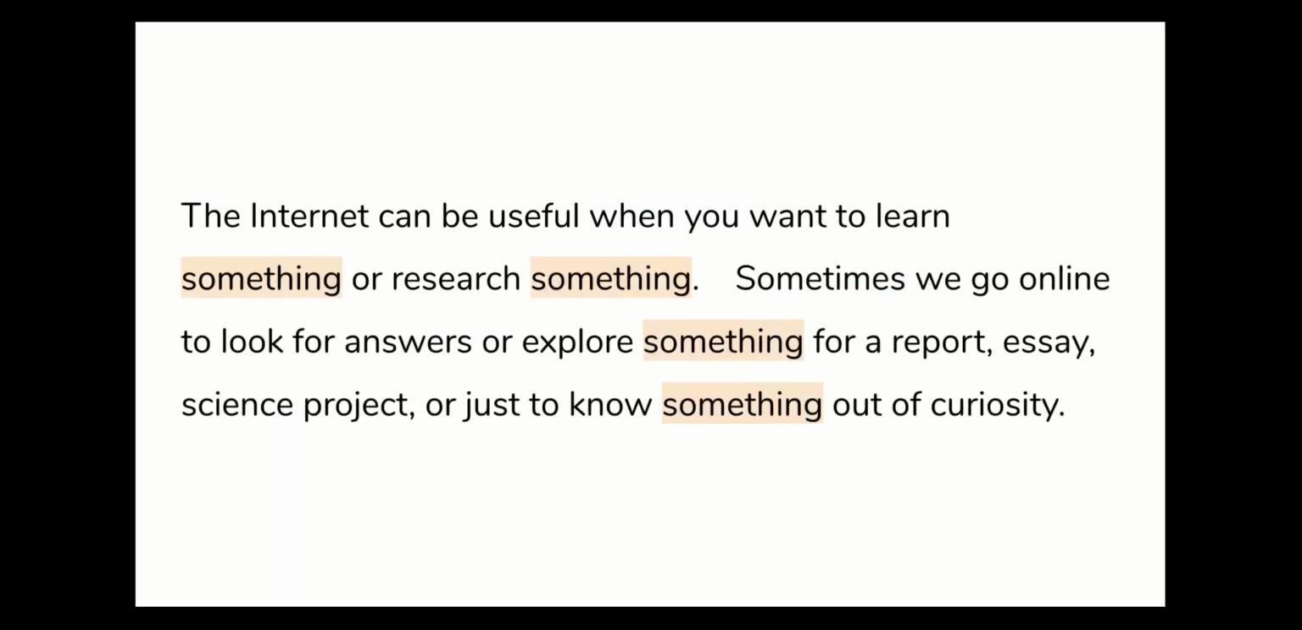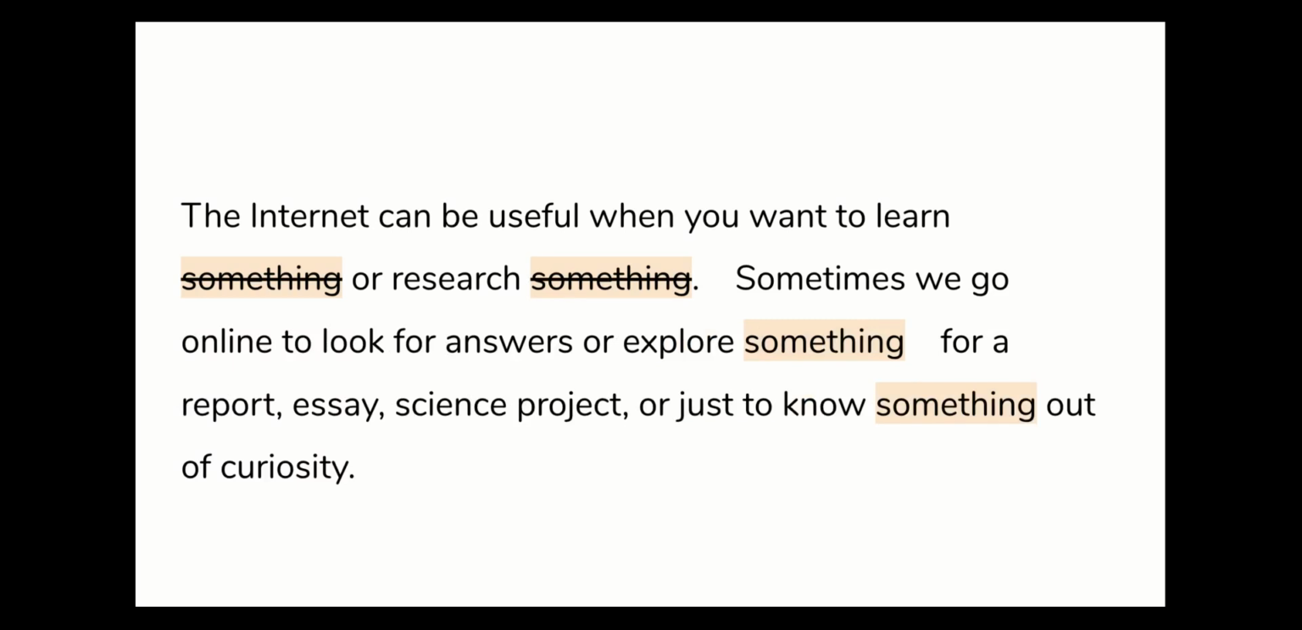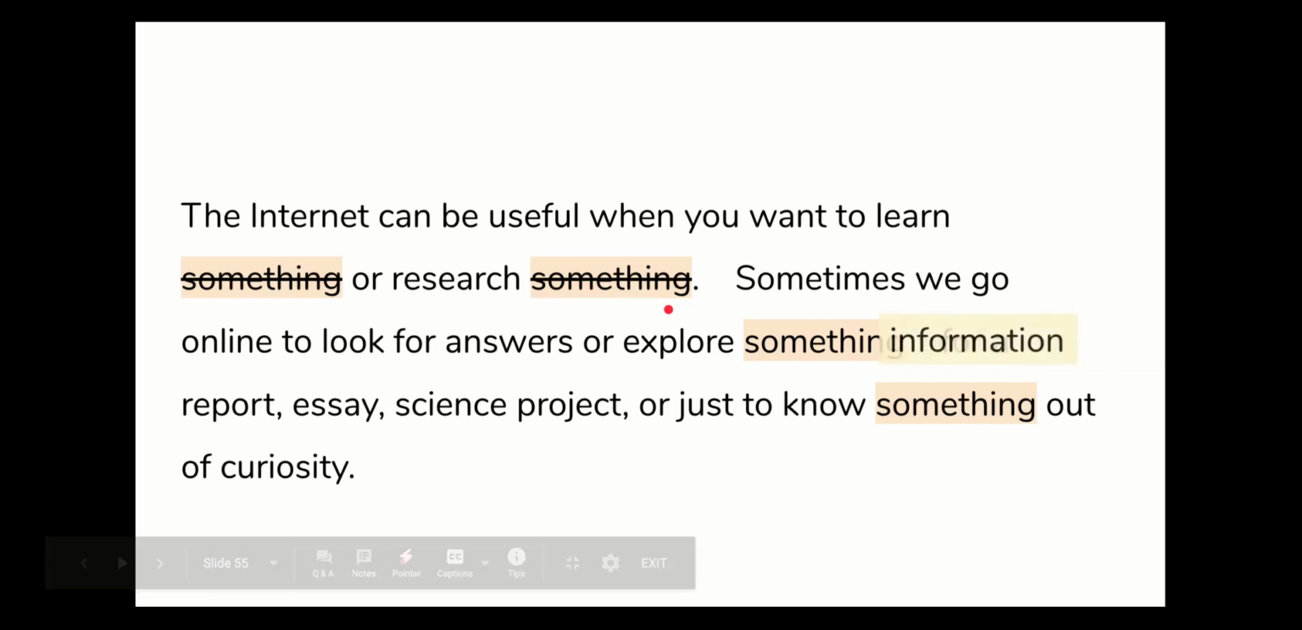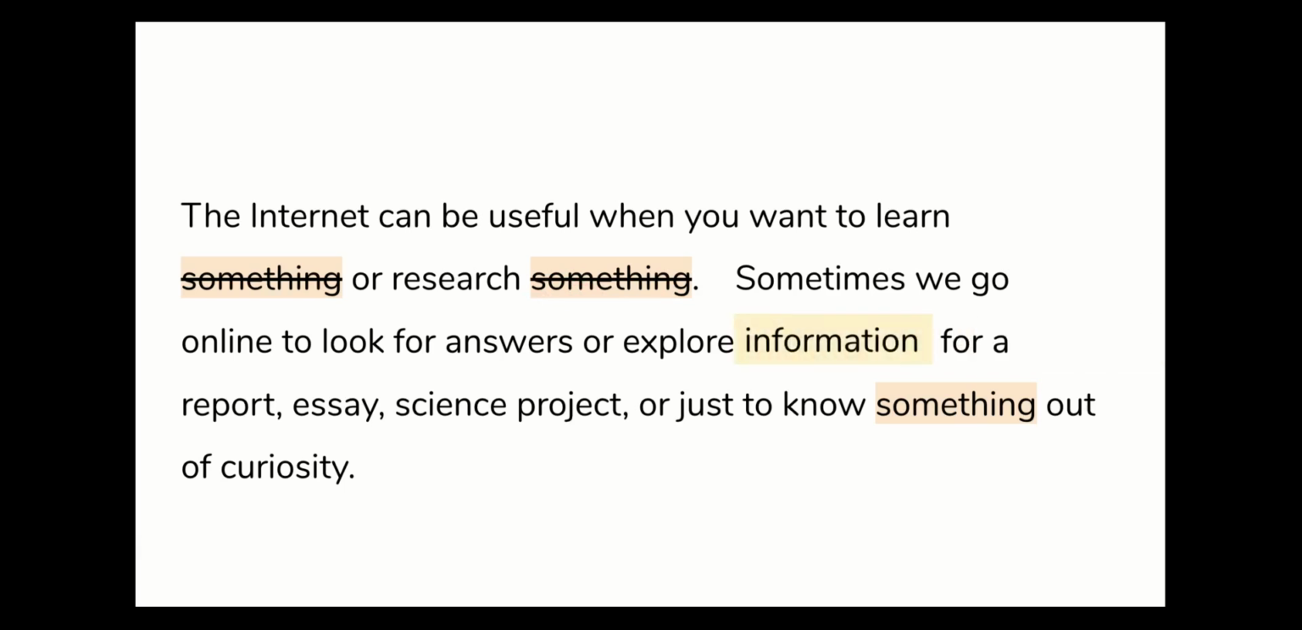Now, what about the word "something"? This is one of my least favorite words in writing because it's so vague. And to see it repeated over and over is probably the most annoying thing as a writing teacher that I see. So let's take care of it. So first of all, let's just cross out those 2 first "somethings." What if we just said the internet can be useful when you want to learn or research? Just cross them out. And the second pair, we can use a synonym, "information." Actually, it's not even a synonym, it's just a more specific word.